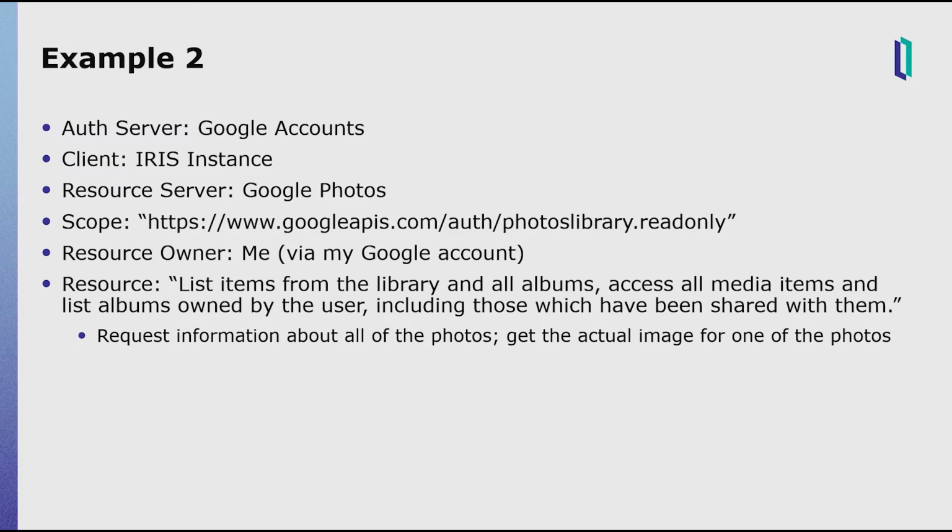We're asking for this scope. Google scopes tend to look like URIs. Ours ends in photos library.read only. The resource owner is me and my Google account. So for our resource, in our web application client, we're going to request some information about all of the photos for this account and then get the actual image for one of the photos.